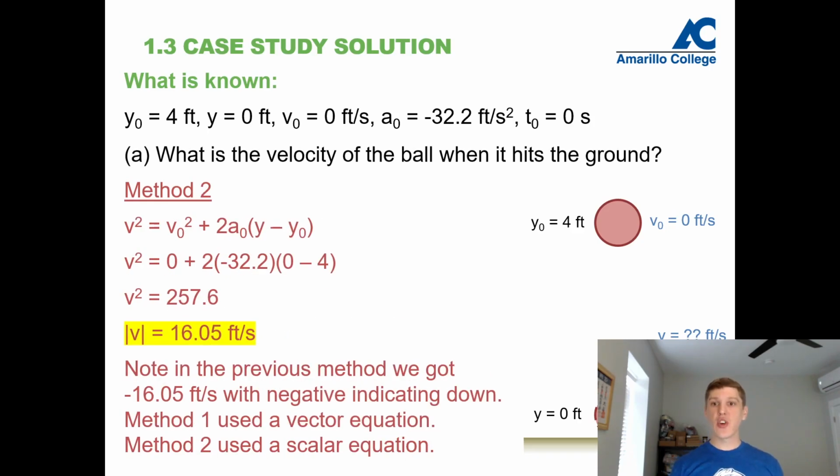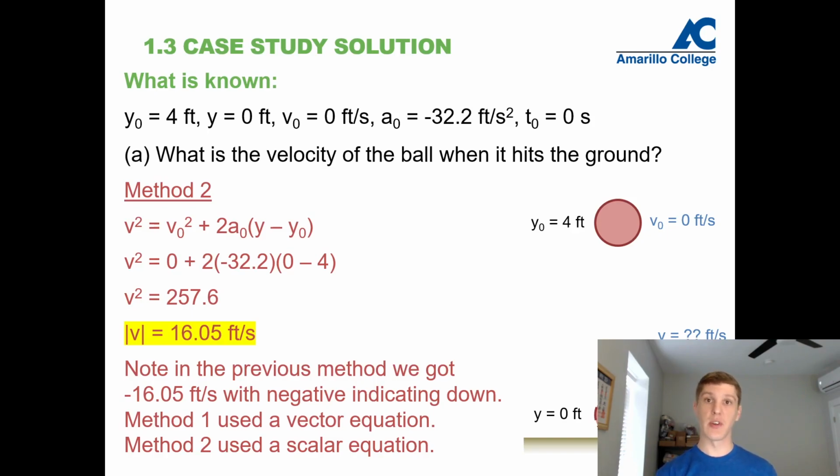Okay, so method 2 to solve this problem is to use our velocity position equation. If we don't want to go through multiple steps, solving for some time and then plugging that time back into a separate velocity equation, we can solve it in one step using our velocity position equation. It says v squared is equal to v naught squared plus 2a naught times a change in position. The velocity squared on the left side of that equation is the value we're looking for.